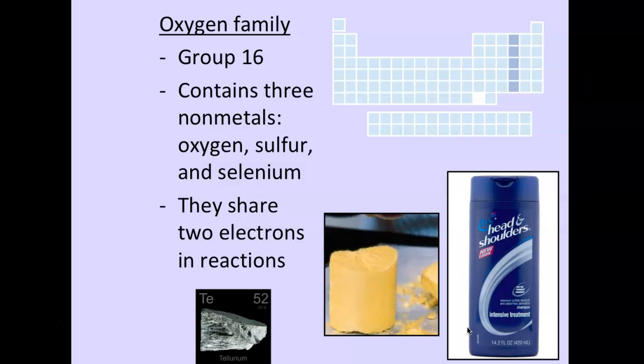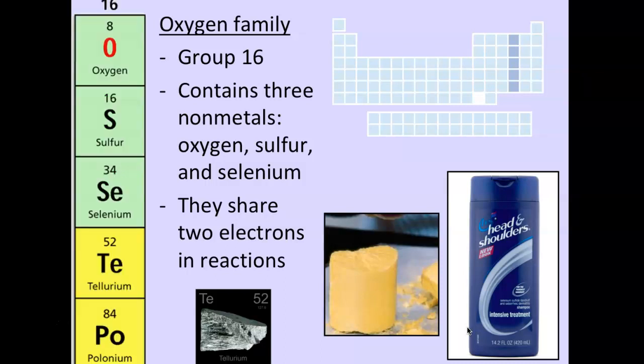The oxygen family is next. The oxygen family is group 16. On your periodic table, this is group 16. We have oxygen at the top, sulfur, and then selenium. Those are the 3 nonmetals that we have at the top of this particular group. And then we have 2 metalloids below that, tellurium and polonium. Head and Shoulders dandruff shampoo is going to contain the substance selenium.